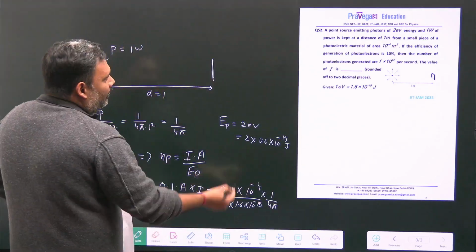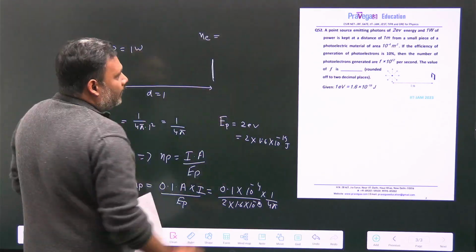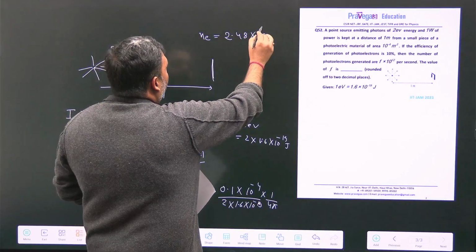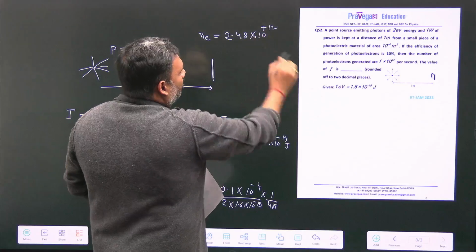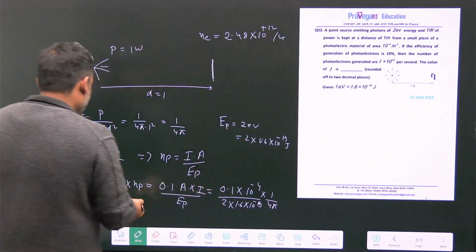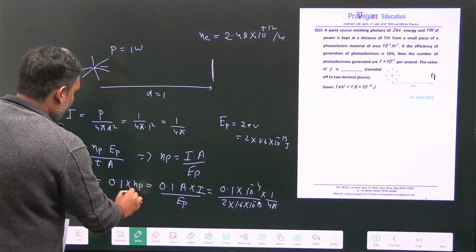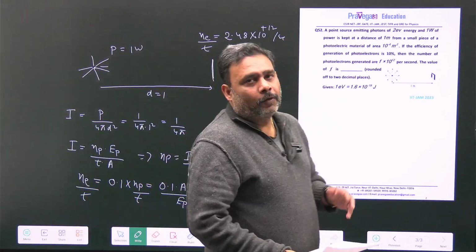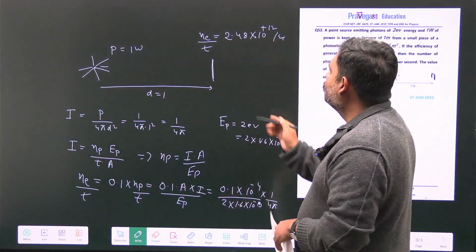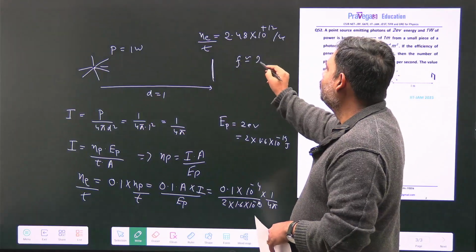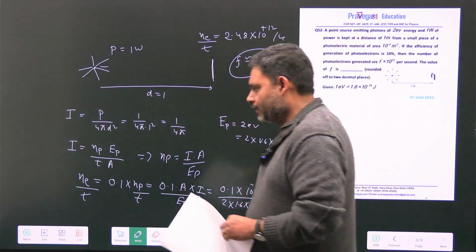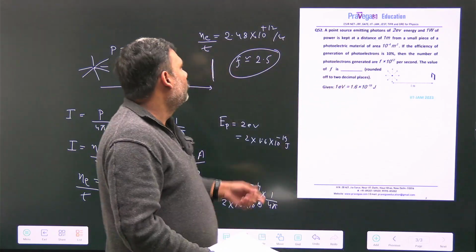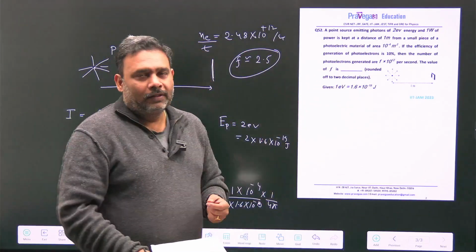When you calculate it, I have calculated myself, the number of electrons is 2.48 into 10 to the power plus 12 per second. This will be per second because we have calculated Ne per unit time. So what is your F value? We can write something like 2.5, or you can write 2.48 also, depending on the question. They are asking up to 2 decimal points, so you can go for 2.48. That will be the correct answer.